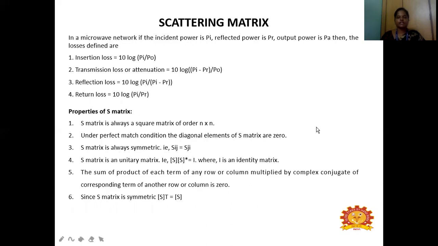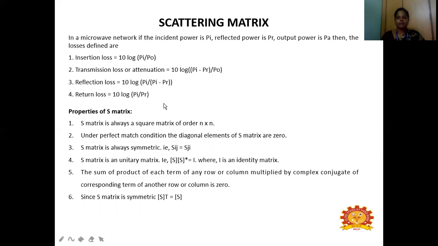In a microwave network, if the incident power is Pi, the reflected power is Pr, and the output power is Po, then there are four types of losses. First is insertion loss, which is equal to 10 log Pi divided by Po. Transmission loss or attenuation is 10 log (Pi minus Pr) divided by Po. Reflection loss is equal to 10 log Pi divided by (Pi minus Pr). And return loss is equal to 10 log Pi divided by Pr.